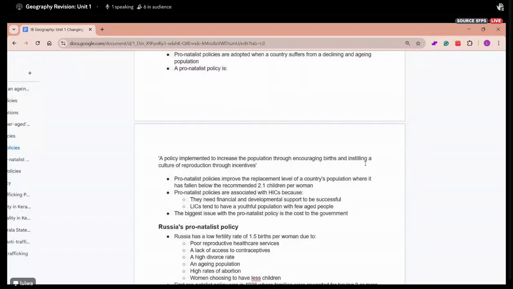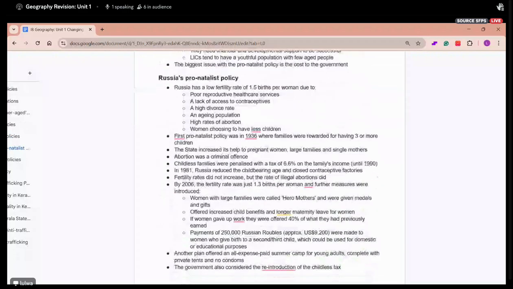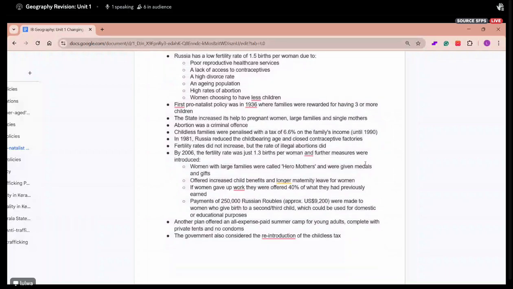So a case study with this is Russia. They have a very low fertility rate of 1.5 births per woman because of lack of access to contraceptives, high divorce rate, aging population, high rates of abortion, and women choosing to have less children. Their first pronatalist policy was in 1936, where families were rewarded for having 3 or more children. Abortion was a criminal offense. Childless families were penalized with an increased tax of 6.6%.